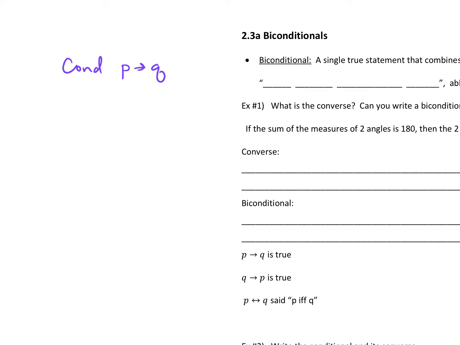Conditional was if P then Q, right? What was the converse?